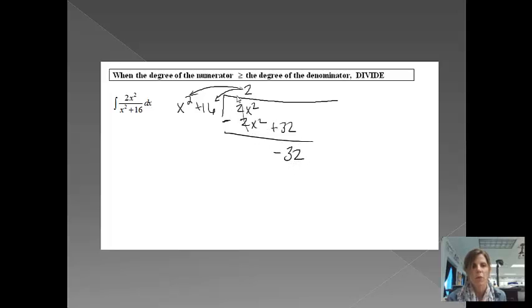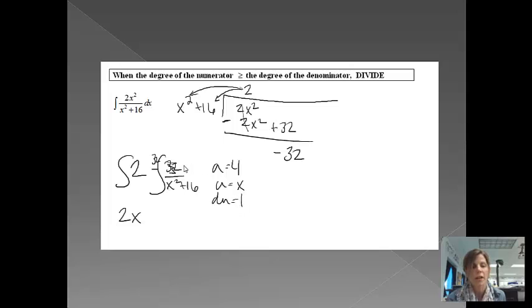So when I go to rewrite this problem, x squared plus 16 went into 2x squared 2 times, and then the remainder is negative 32 over x squared plus 16. And so what I'm going to do is be taking the integral of each part. The integral of 2 would just be 2x, and then the second one is set up nicely for an arctan problem again. I'm going to bump my 32 on the outside and just identify my parts once again. I know my a will be 4 once again. My u will be x, and the derivative of x is 1.